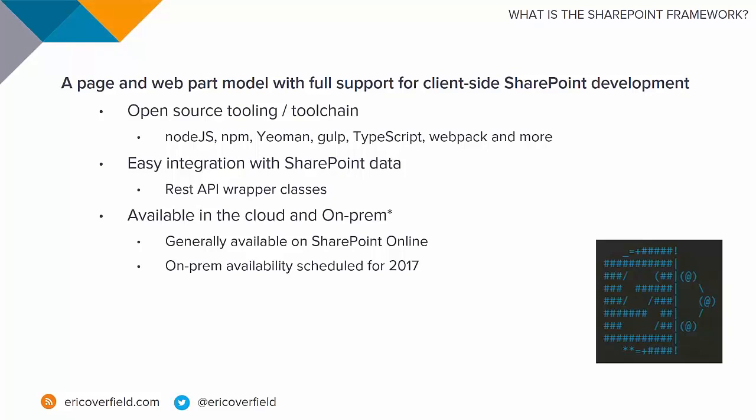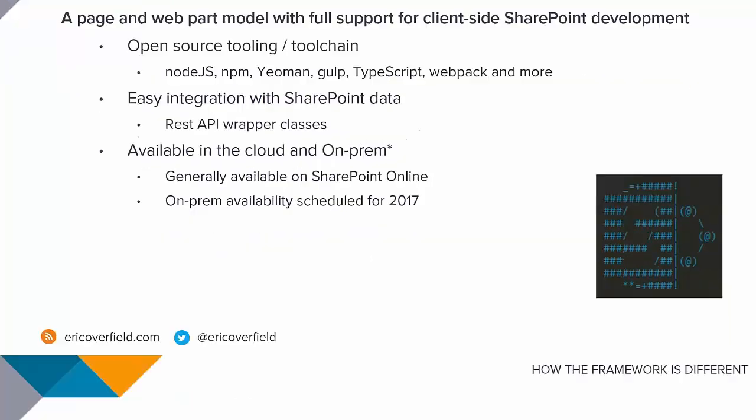The framework, though, also has built in with it REST API wrapper classes that give us access into SharePoint data, as well as making external API calls real easily. So this is all wrapped in for us. Like, we can just make these calls and we get it. And I've already talked about this is currently generally available. It's publicly available on SharePoint Online. You can use it now, and we do expect to see it in SharePoint 2017. We expect to see it on-prem this year.